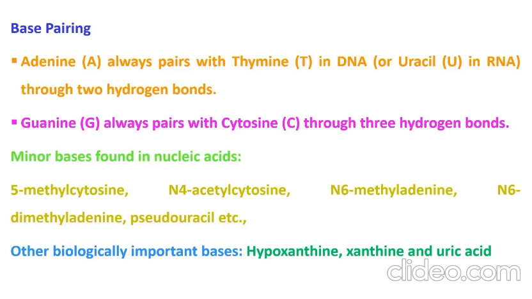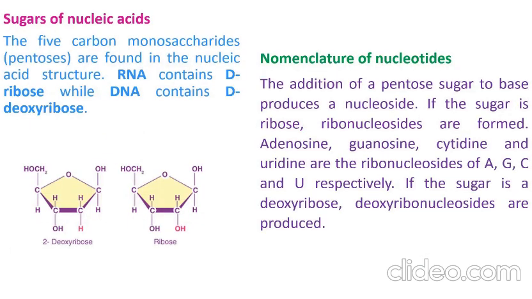The bases such as hypoxanthine, xanthine, and uric acid are present in the free state in these cells. The former two are the intermediates in purine synthesis, while uric acid is the end product of purine degradation. Sugars of nucleic acid.